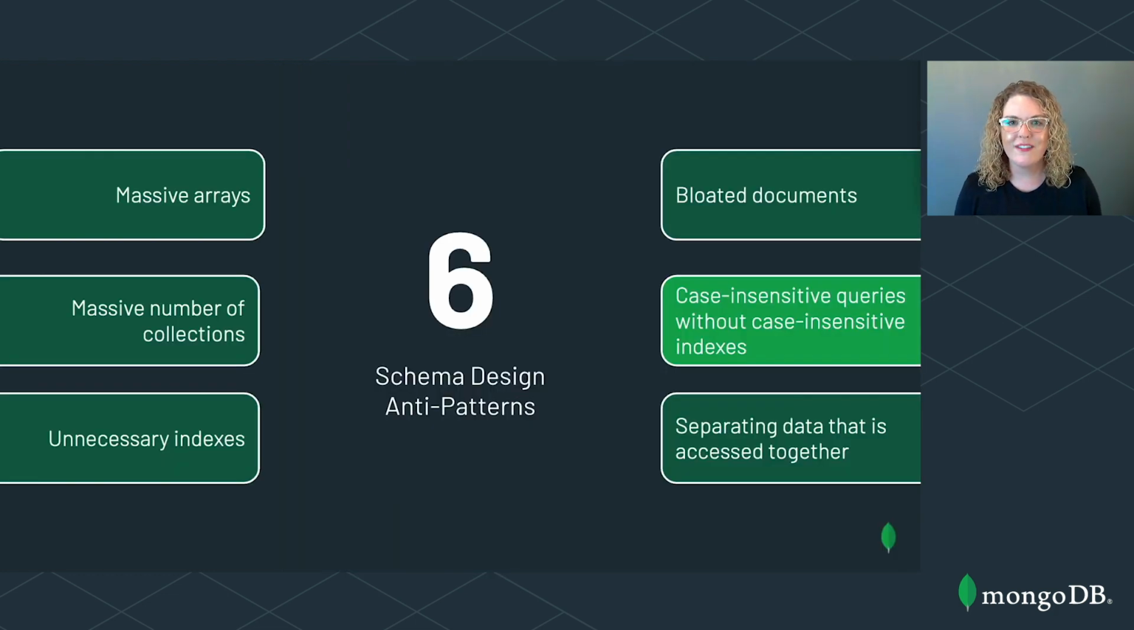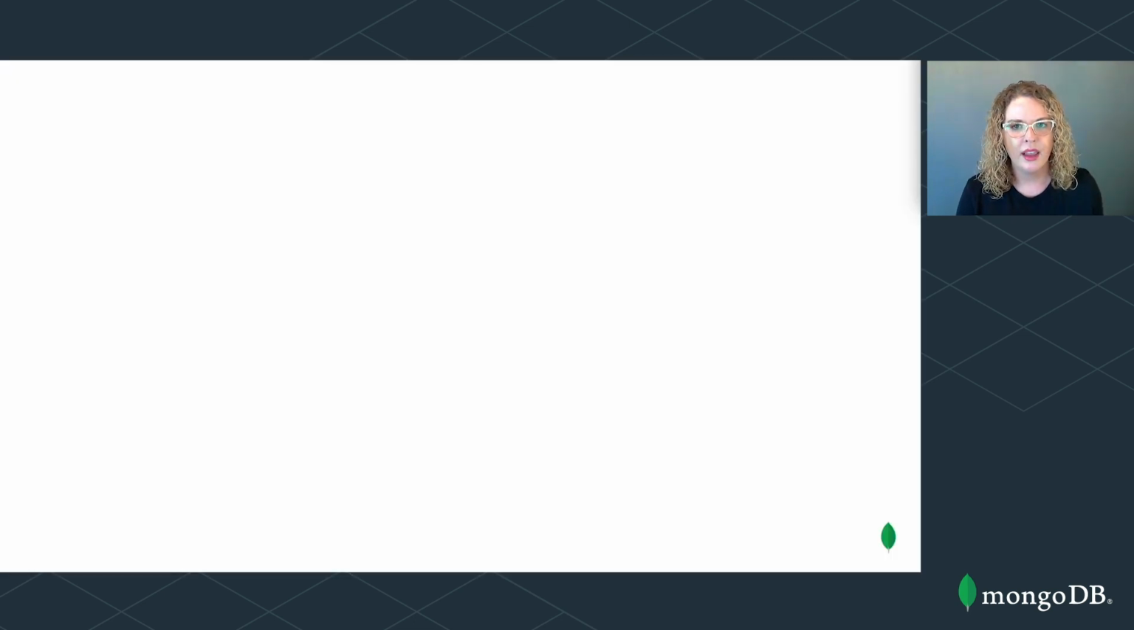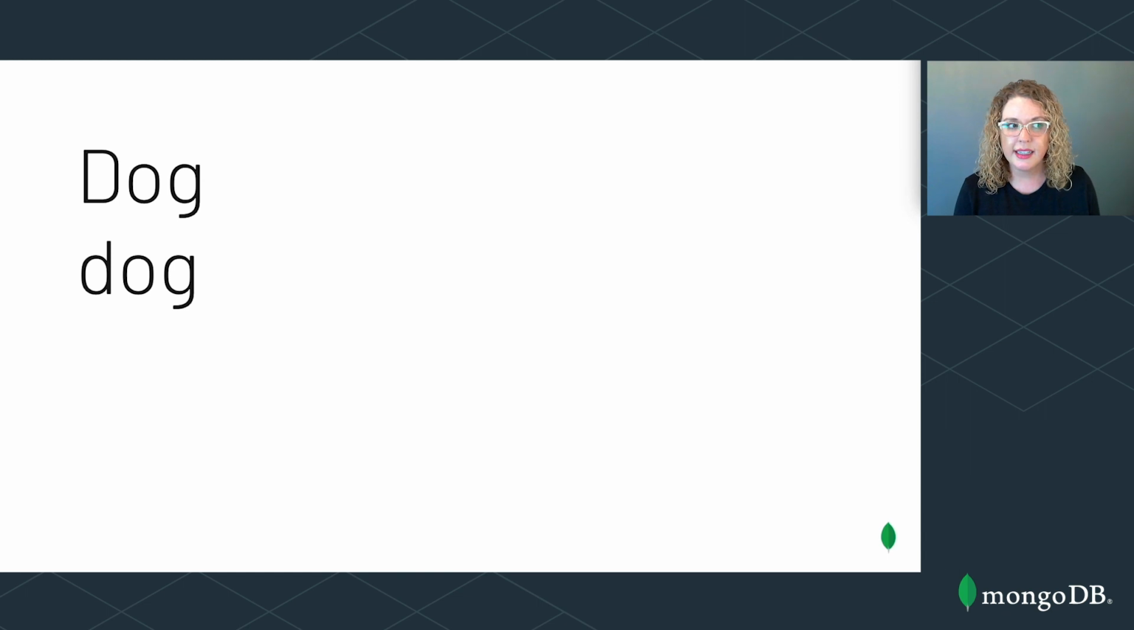All right, let's move on to our fifth anti-pattern, case-insensitive queries without case-insensitive indexes. Just to make sure we're all on the same page, when I'm talking about a case-insensitive query, I'm talking about querying for a string, and I don't care about matching on the letter case. For example, if I'm querying for the word dog, I don't care if it's stored in the database with a capital D or with a lowercase d, or if someone did something ridiculous and spelled it with a capital O in the middle. I want all of those results to be returned. That is a case-insensitive query.